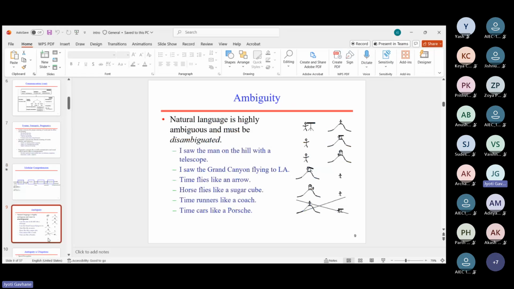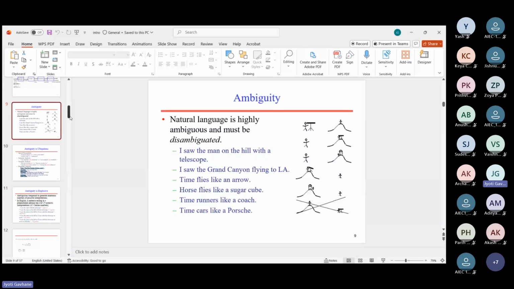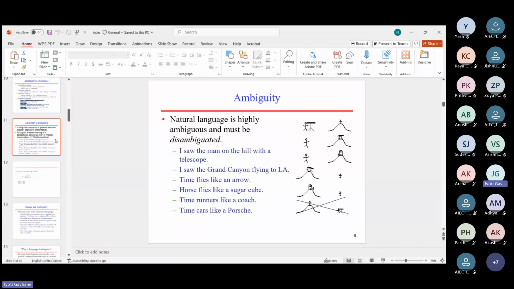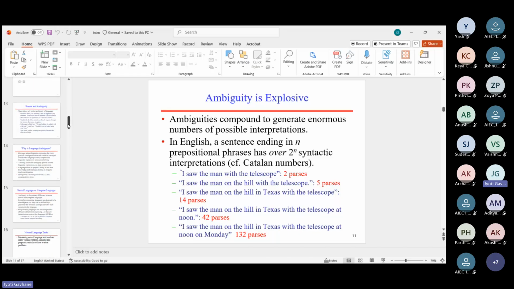We have seen some of these statements as ambiguity, and we have seen the features of ambiguity as well. The first feature of ambiguity is that it is ubiquitous. Second, we have seen ambiguity is explosive, because whenever you do the syntactic analysis, you have to generate the parse trees with the help of part of speech. So as the number of clauses increases, the number of parses increases. That's why it is called explosive.